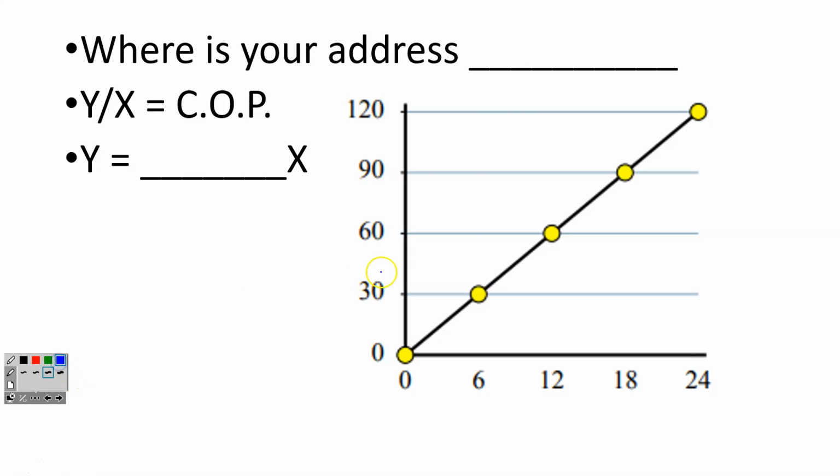For this one, what's my address? Well, I'm going to look and I see 30 and 6. So that's going to be my first one I'm going to do. So I do y divided by x, so 30 divided by 6. And I get an answer of 5. So my COP is 5. So my COP goes right there in my equation. So now I have y equals 5x.